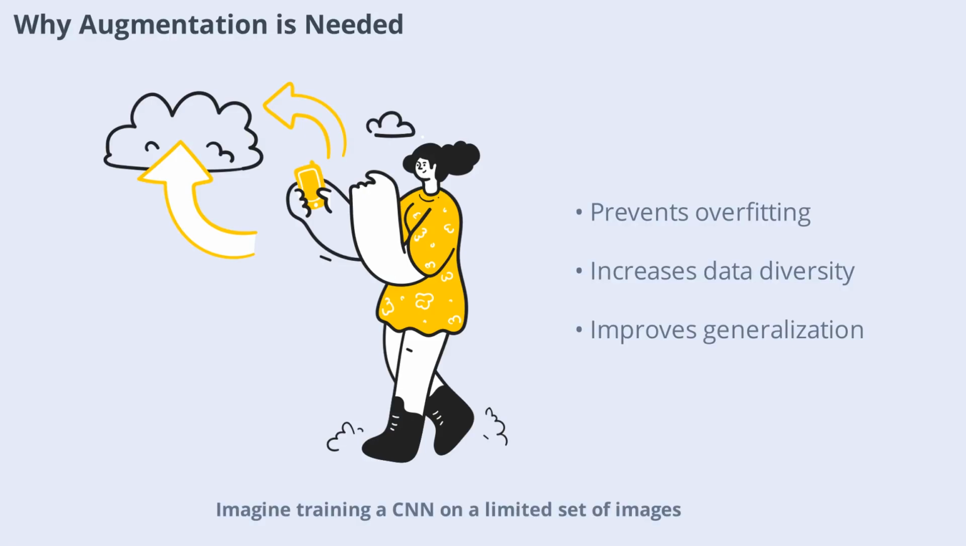Imagine training a CNN on a limited set of images. The model might perform well on those specific samples but fail when exposed to new unseen data. This is known as overfitting, where the model memorizes the training data instead of learning general features. Data augmentation helps address this issue by introducing variability, ensuring that the model learns to recognize patterns rather than specific examples. This leads to improved accuracy and reliability in practical applications.